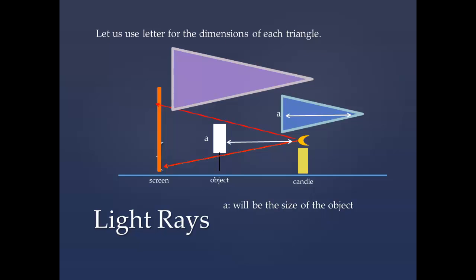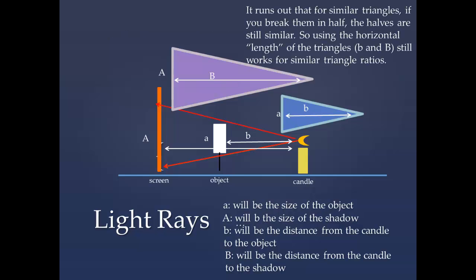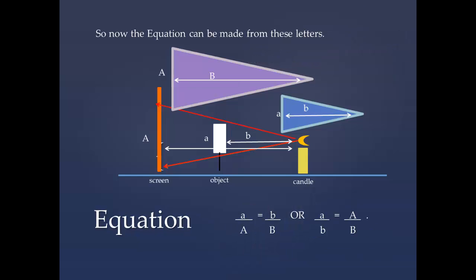Let's use a letter for the dimensions of each triangle. Little a is going to be the size of the object, little b is the distance from the candle to the object, big A will be the size of the shadow, and big B will be the distance from the candle to the shadow. It turns out that for similar triangles, if you break them in half, the halves are still similar. So using the horizontal length of the triangles, little b and big B, still works for similar triangle ratios. So now the equation can be made from these letters. Little a is to big A as little b is to big B, or little a is to little b as big A is to big B.